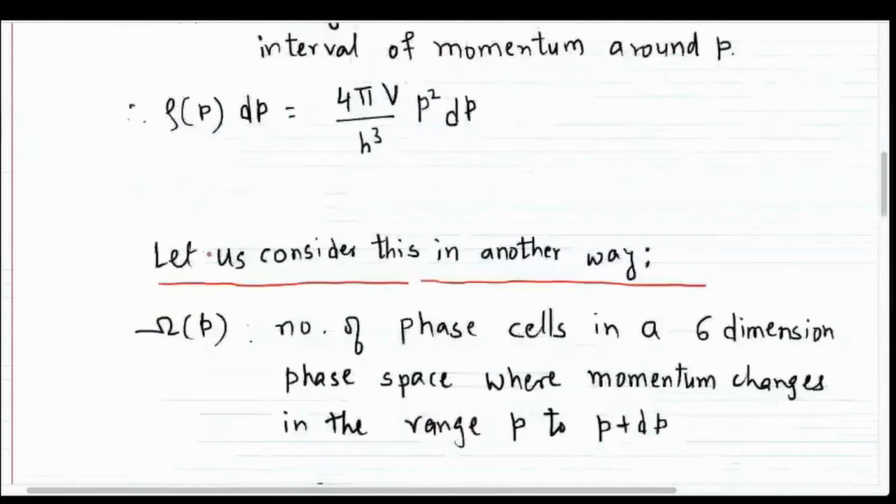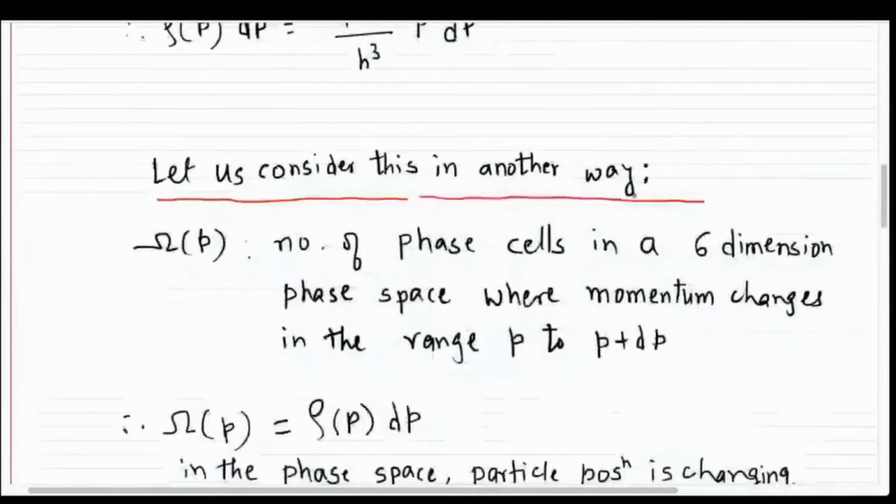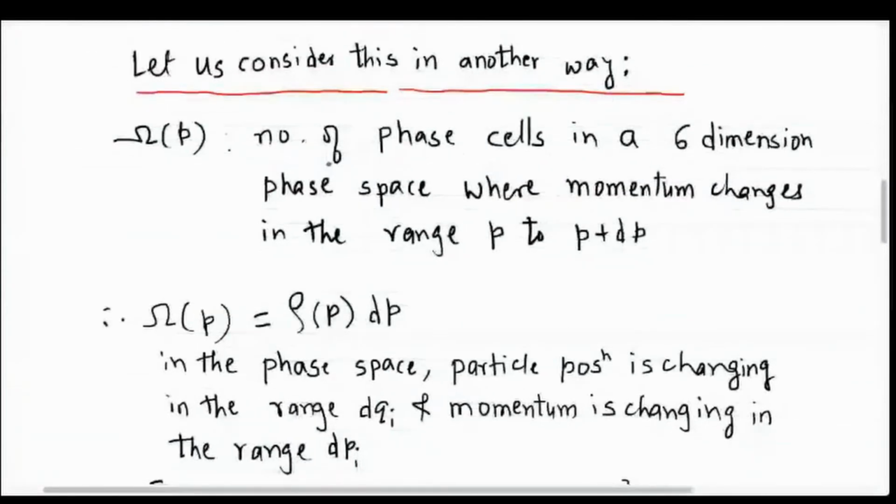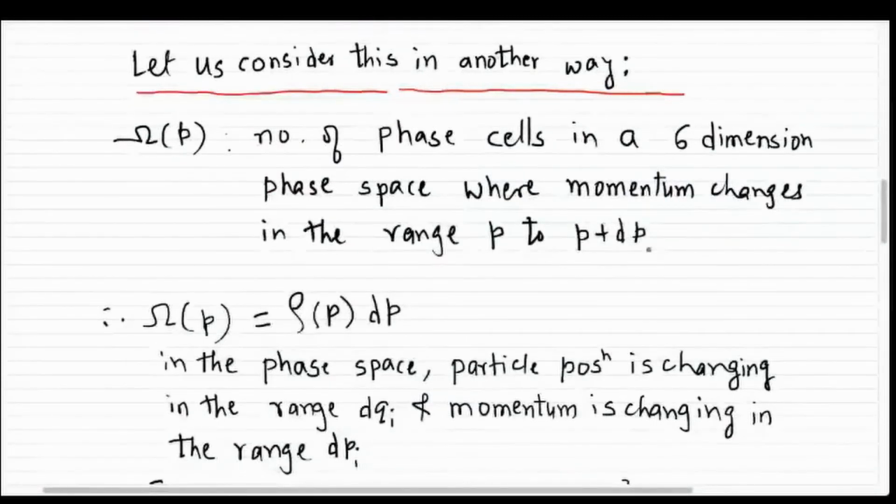Now let us consider this same thing in another way. What is that another way? Here, omega p is a number of phase cells in a 6-dimensional phase space where momentum changes in the range p to p plus dp. Now I am connecting this to this. Omega p is a number of microstates which are accessible to the particle when its momentum is changing from p to p plus dp. But each microstate is associated with a phase cell. And so I can say that this is nothing but the number of phase cells in a 6-dimensional phase space where the momentum of the particle is changing between p to p plus dp.